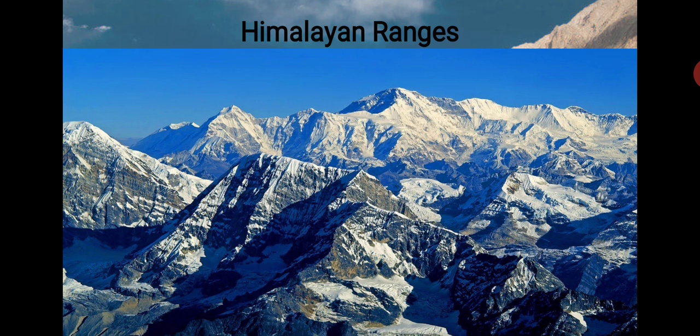Now comes the third one, that is the Shivaliks. It is the southernmost range of the Himalayan mountains. Its average elevation is about 1,200 meters. It also has a large number of longitudinal valleys called dunes. Patli Dun, Kotli Dun, and Dehradun are the important dunes of the Himalayan mountains.